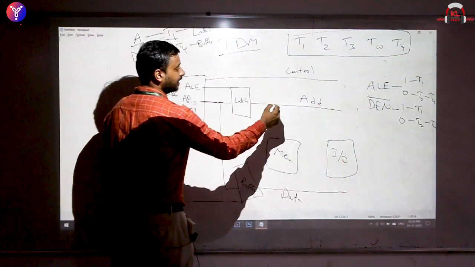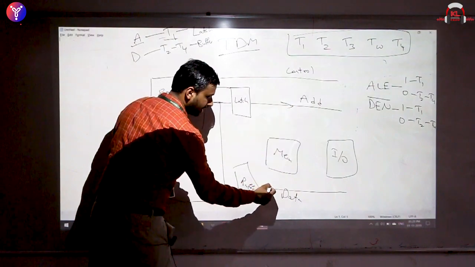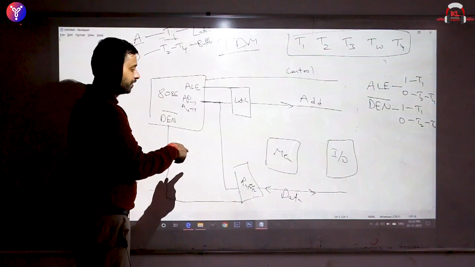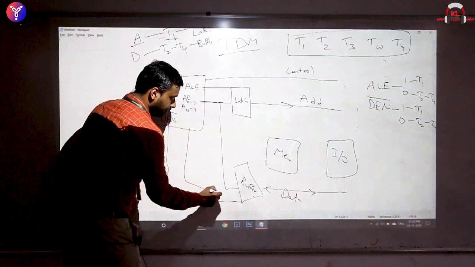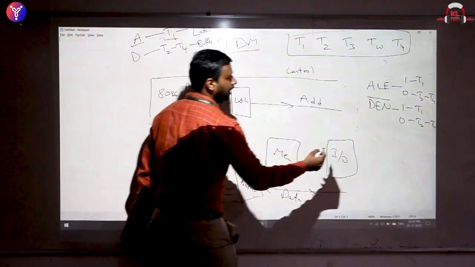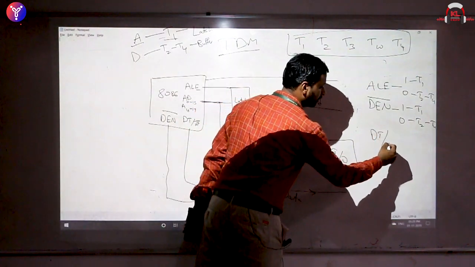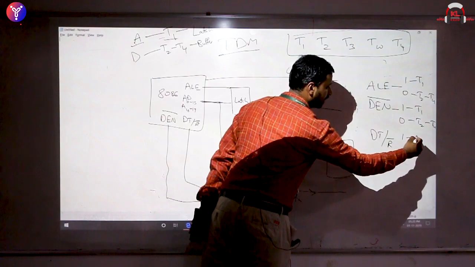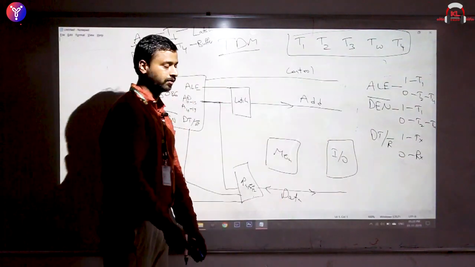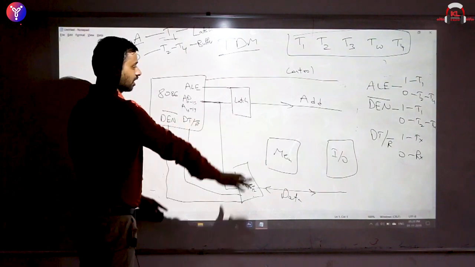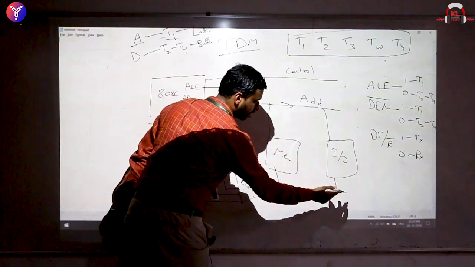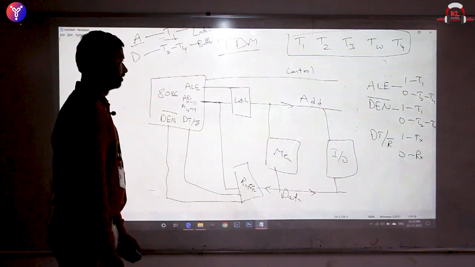Now address is unidirectional, whereas data is bidirectional. So to control the flow of data, we require one more pin. That is DT by R bar, which represents data transmit or receive. 1 is transmit, 0 is receive. So this will control the way your address bus and the data bus are connected to the peripherals.